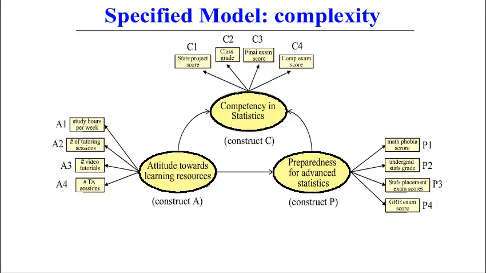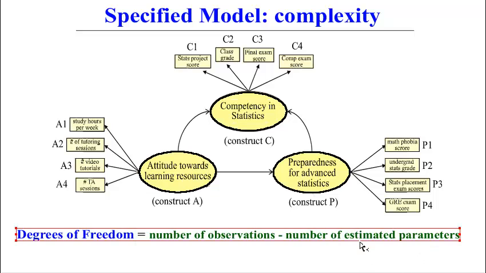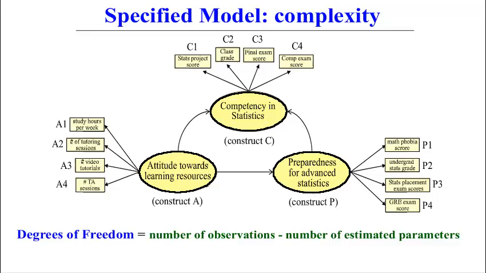So let's go ahead and figure out how we identify this model. So the degrees of freedom is the number of observations. Those are the rectangles, right? Those are the measured variables, minus the number of estimated parameters. So we'll go through this step by step real fast.